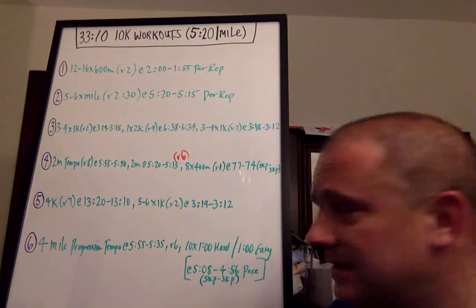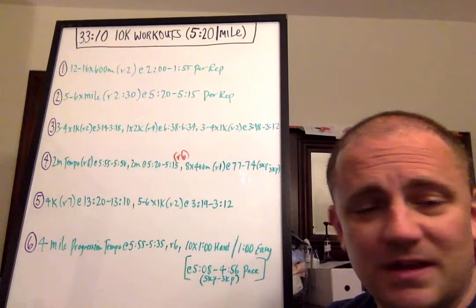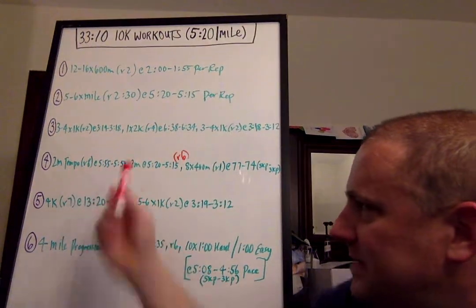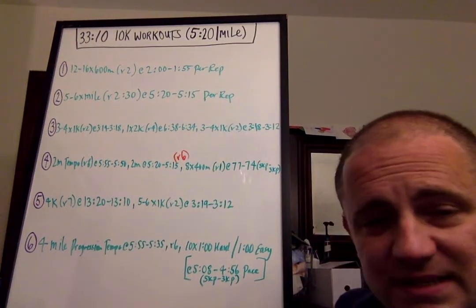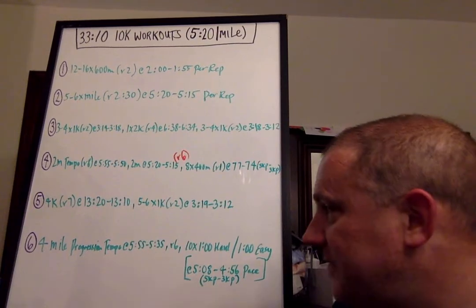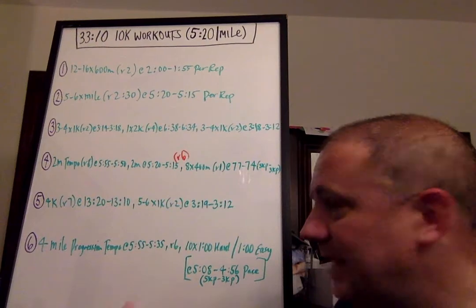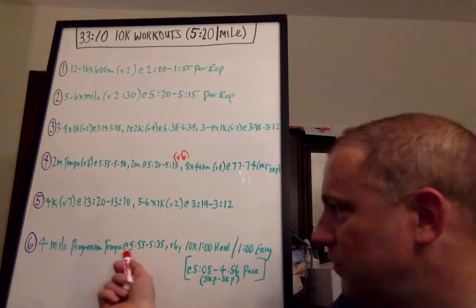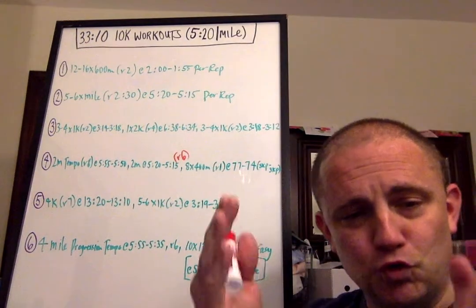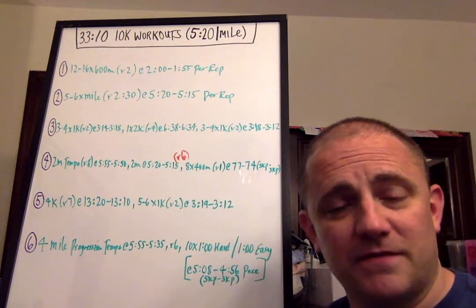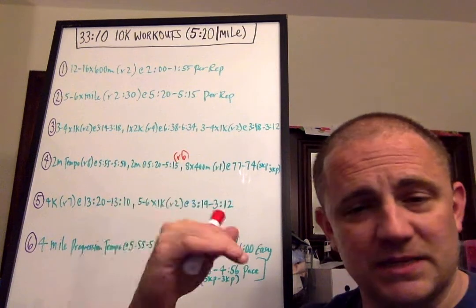And last but not least, this is a 4-mile progression tempo. It's a little different than your consecutive pace tempo. The range gets a little bit more significant here, 5:55 to 5:35, so it's a 20-second range instead of a 5. But the way I like to do it is, let's say you do the first mile at 5:55, the middle 2 miles at 5:45, and the last mile at 5:35. So you're dropping 10 seconds per mile per segment.